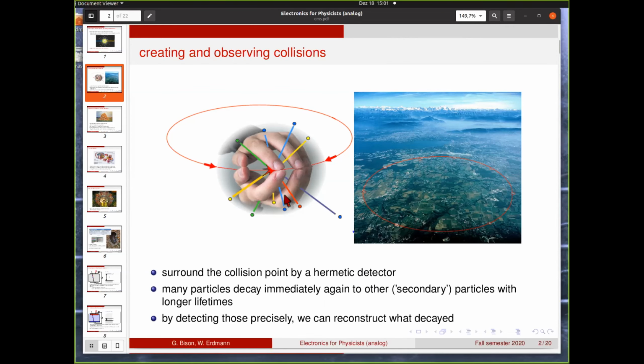And there we need to have a detector that surrounds the point where the protons collide, and then we must detect all the particles that fly away from this collision. Many of them, especially the interesting ones, decay immediately afterwards, but they decay into other particles which we then can detect. And if we detect all of them precisely enough, we can go back and determine what actually happened in this collision.